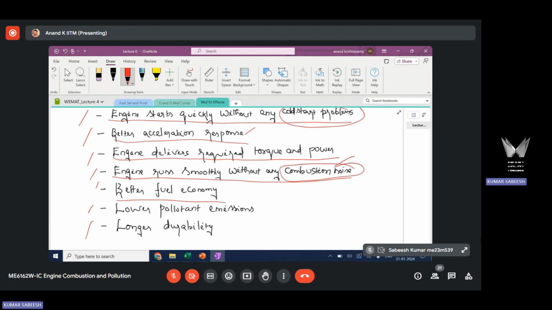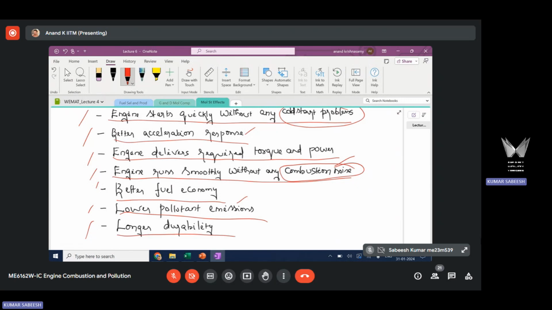Then better fuel economy or mileage. This is again an important requirement, and it depends on the quality of the fuel. Lower pollutant emission. So we need to now meet BS6 from April 2020. Fuel has a significant role to play. So fuel quality should be ensured so that you are able to meet this pollutant emission. Otherwise, whatever engine technology upgradation you do, if the fuel doesn't have the required quality, you won't be able to meet the legal limit.